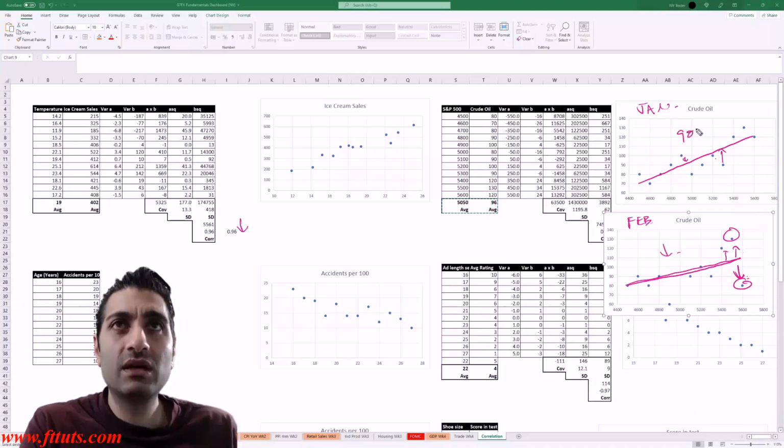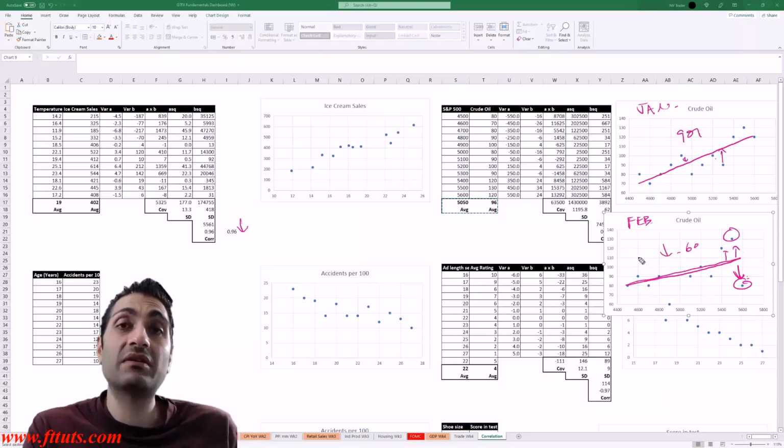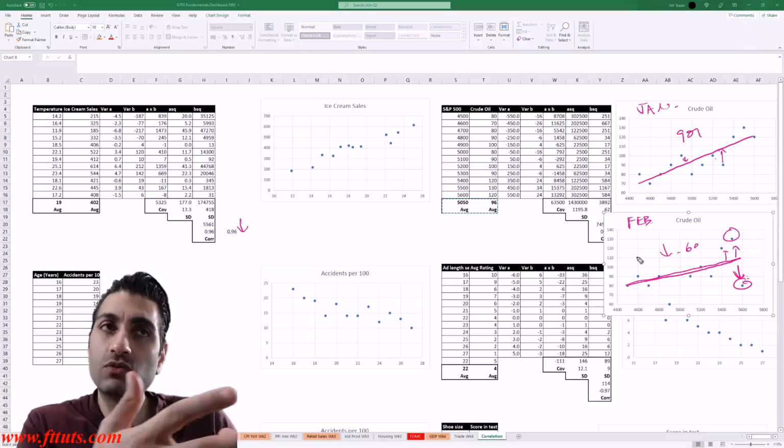This might be 90, and in fact we know it's 90, I can't remember what the number was, somewhere in the 90s, and this might be 60, but is it 60? Is it 65? Is it 70? Is it 75? Is it 55? That's why we need to allow it.